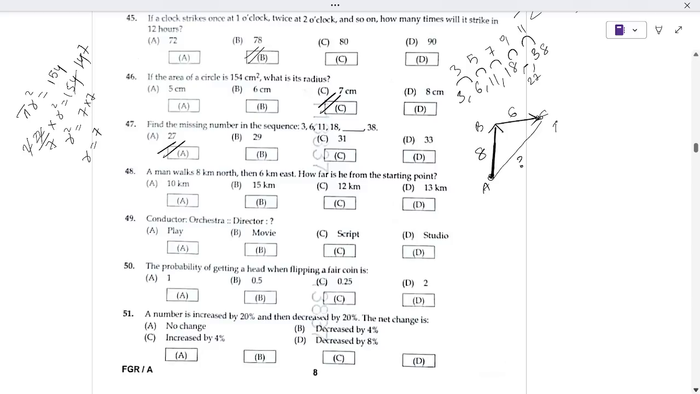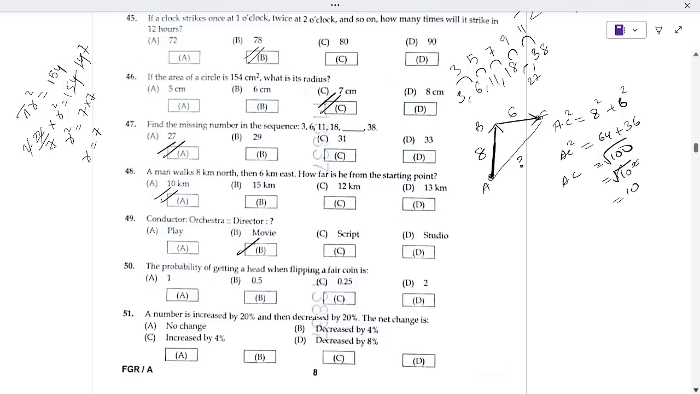Right, so here AC square, hypotenuse square is equal to perpendicular square plus base square. 8 square is 64 plus 6 square is 36. This will give us 100. So AC square is 100, root over of 100 is nothing but root over of 10 square, square cancels, 10 is the answer. 10 kilometer.